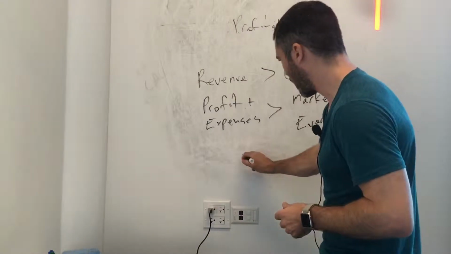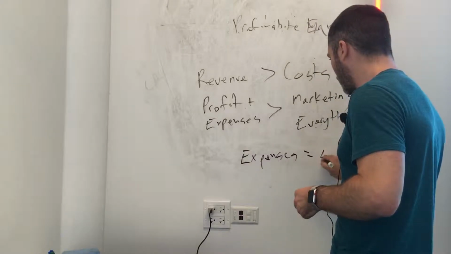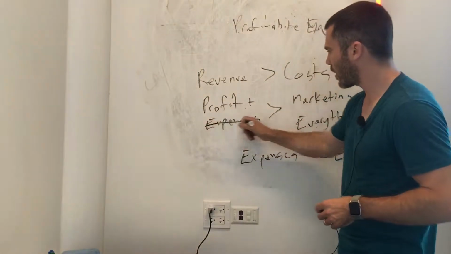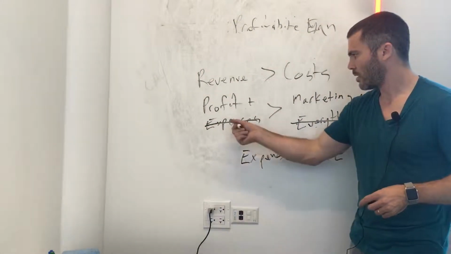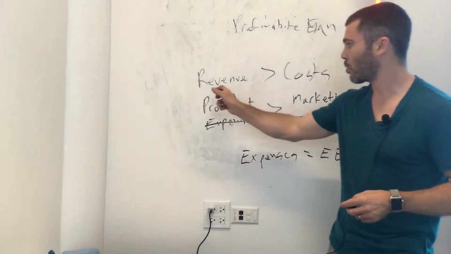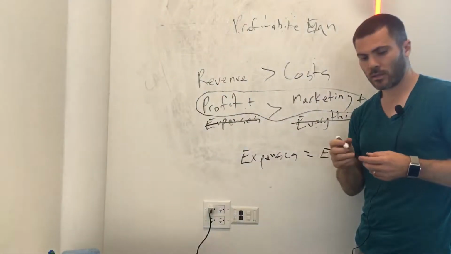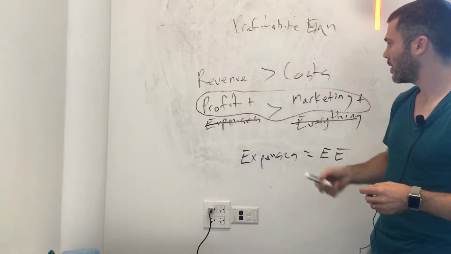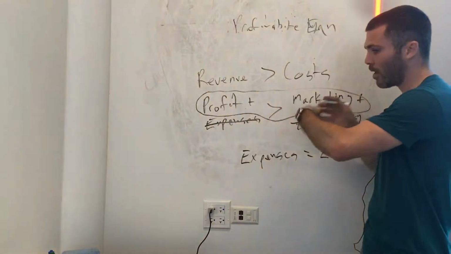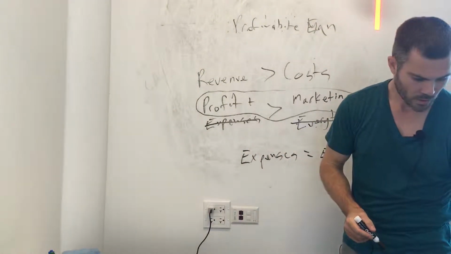So what we're going to do here is set expenses equal to everything else. And when we do that, expenses and everything else will drop out of our profitability equation. What we're left with is that in order for us to conduct a profitable business, our profit needs to be greater than our marketing. So the amount of surplus we make needs to be greater than the amount of effort we need to put in to sell that good or service. All right?